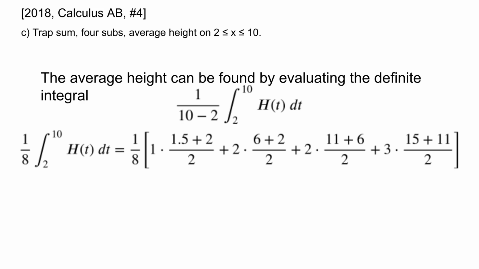So we get 1/8 the integral from 2 to 10 of h of t dt, which is 1/8 of 1 times 1.5 plus 2 over 2, plus 2 times 6 plus 2 over 2, plus 2 times 11 plus 6 over 2, plus 3 times 15 plus 11 over 2. Notice that each of these is the formula for the area of a specific trapezoid. Your work will kind of need to show that.